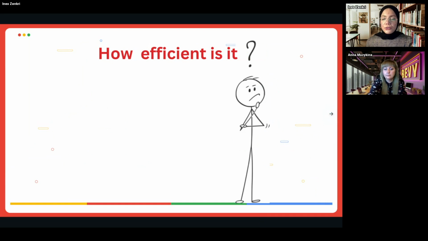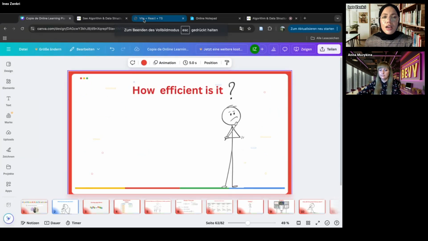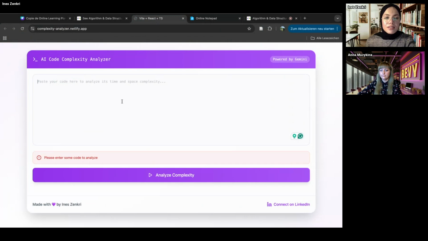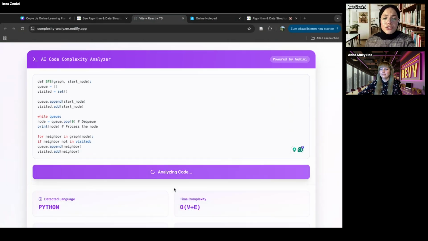Now, how efficient is BFS? In order to answer this question, as usual, we will use the Landau symbols, but this time I'm not really going to analyze it by hand, but I've brought something original. I've just coded a new web application that analyzes the time complexity of the code. So this is the same code I included in the slides. I'm just gonna copy it and paste it. This is my web application. I'm using the Gemini API to analyze the time complexity of code. Let's just analyze it and see.